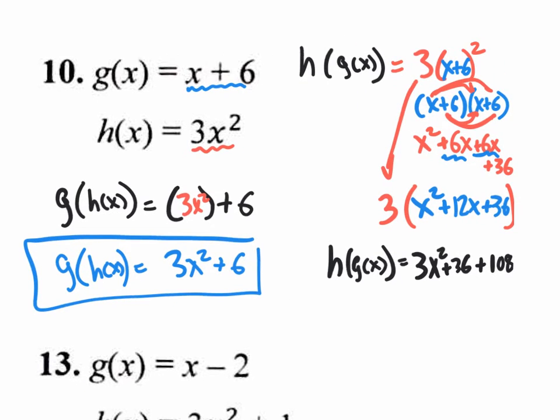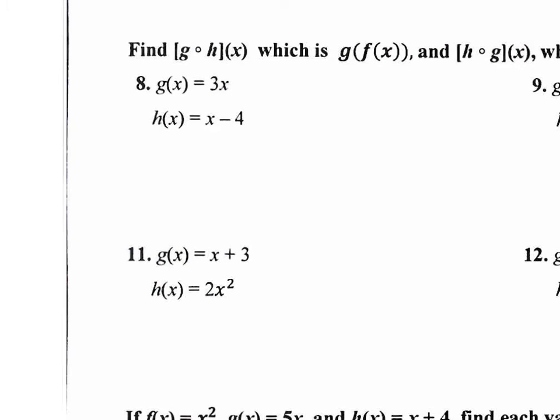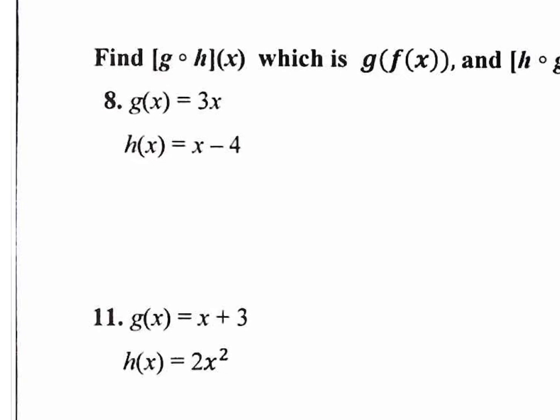So both answers are required: the h of g of x and also the g of h of x. So let's jump right to number 11. In this section, there was a typo here. It shouldn't say g of f of x, it should be g of h of x, right? The h goes into the g. So right here, this should have been an h. Let's change that, please, if you haven't done so already.